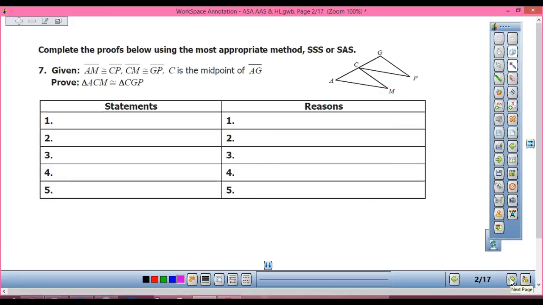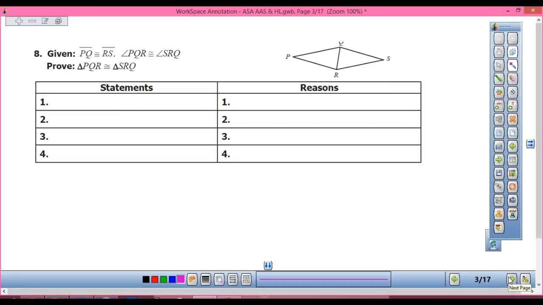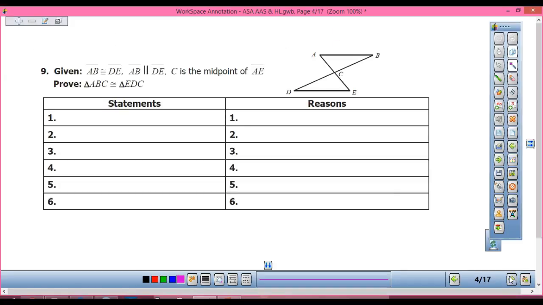Alright, how are we doing on number one? We did number one together, right? So we should be good with number one. How are we doing on number two? Good? No need for me to go through number two? Good? Alright. Number three. Nod your heads because I saw some of your number threes and they were not pretty.